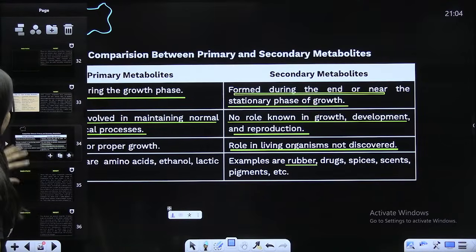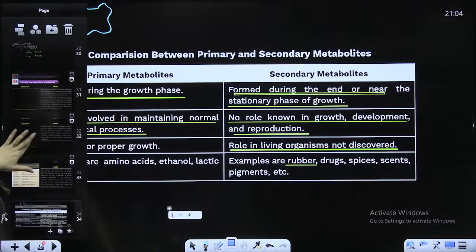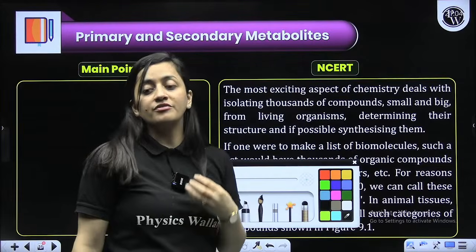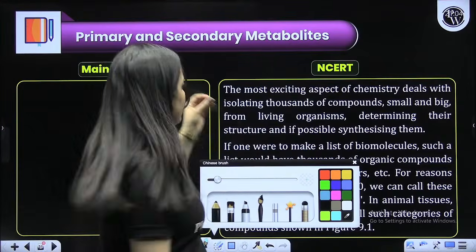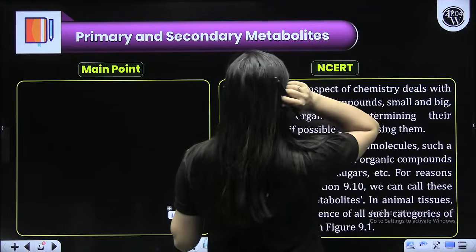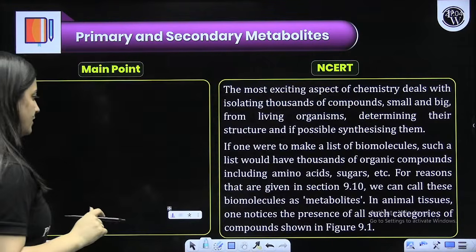Now, with the help of this particular table, you can revise it quickly. You can even write it in normal board exams, and this topic is very important for the NEET exam as well. Okay, now from the NCERT, when we read it, you can mark that. See this.